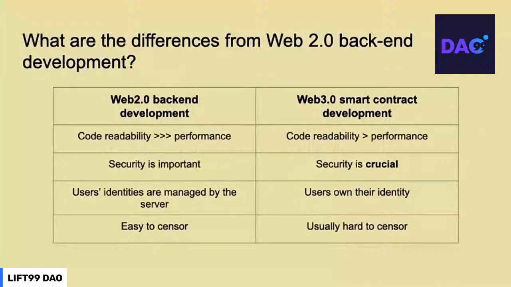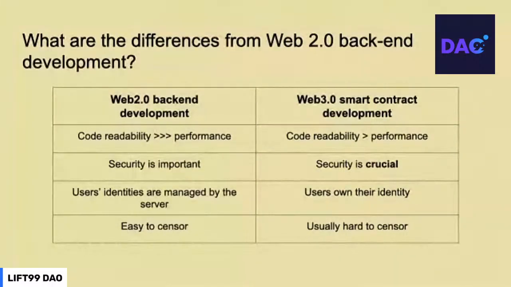that Vlad listed comes with their own challenges, so I wanted to cover what the differences are between Web 2 development, that's how we call the traditional backend development, and Web 3 development, the smart contract development with Solidity. The first difference is that, well, code readability is still more important than some raw performance.